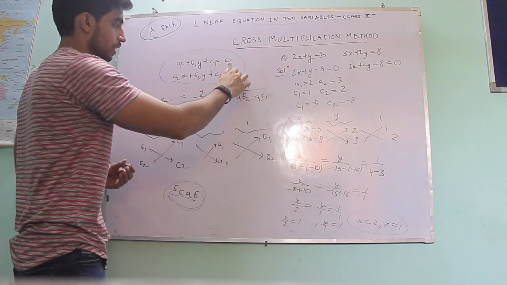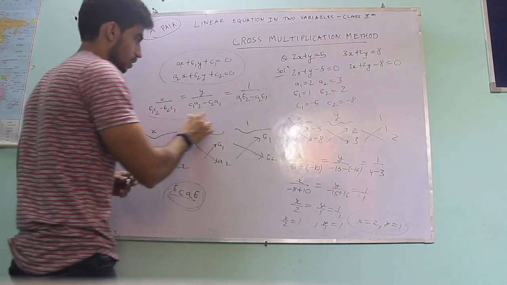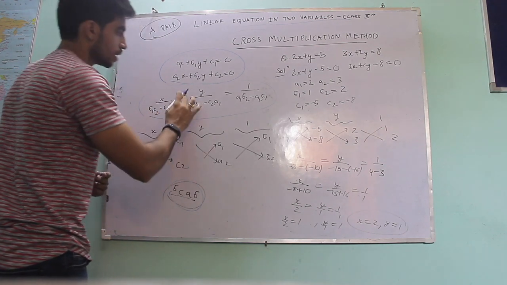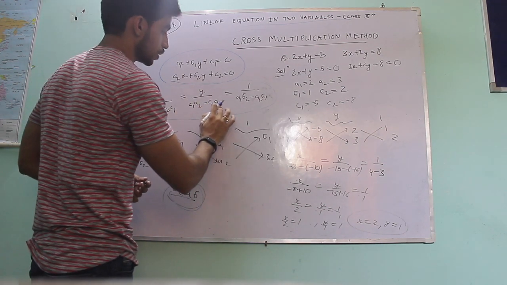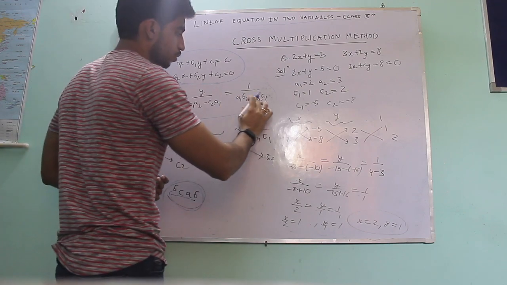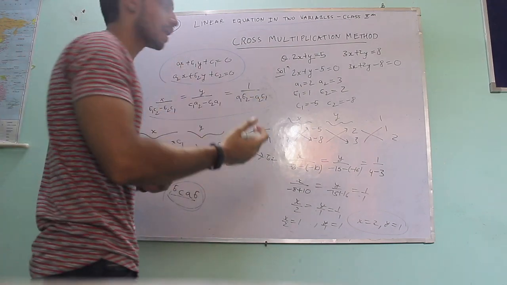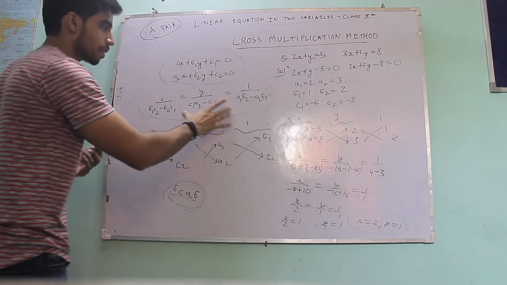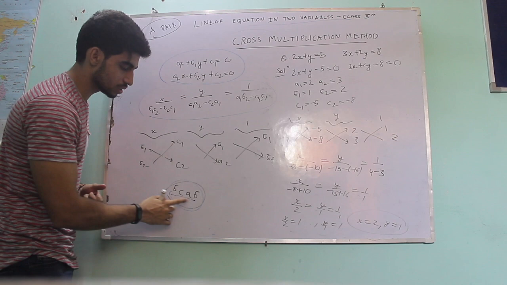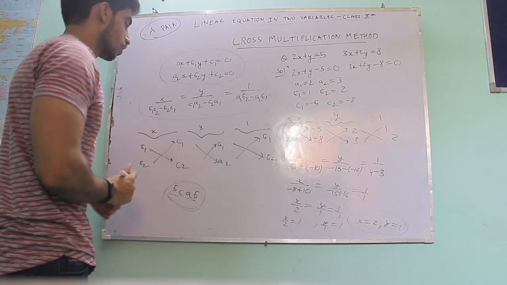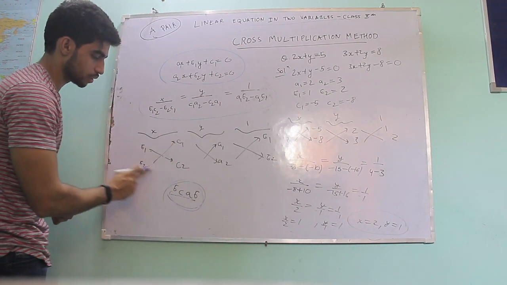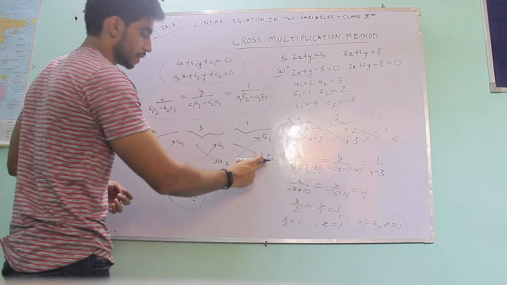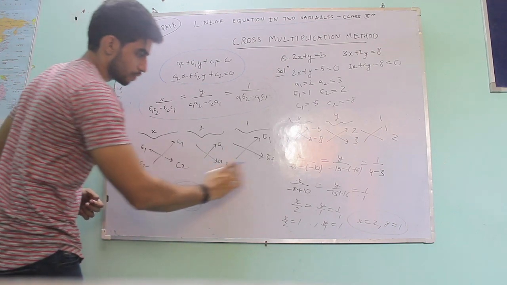Now suppose we are given two equations, we have to remember this formula. What is this formula? x upon b1 c2 minus b2 c1 is equal to y upon c1 a2 minus c2 a1 is equal to 1 upon a1 b2 minus a2 b1. When we apply this method to the equations, you will be able to understand better. If you want to remember this formula, there is a simple trick. Just remember BCAB. We write B1, B2, that is B; C1, C2, that is C; A1, A2, that is A; and B1, B2, that is B again. So this was our format.